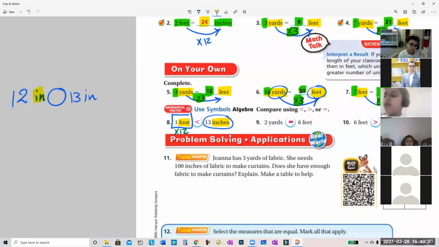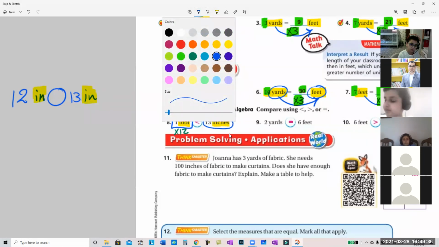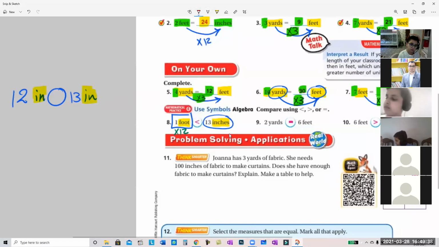Now we have the same unit in both sides, right? Inches and inches, right? Yes. So it will be so easy to compare between the numbers here. We have here 12 and we have here 13. So which is greater? 13. Excellent. So the answer is like that. Thank you.